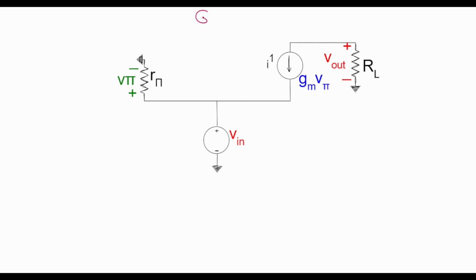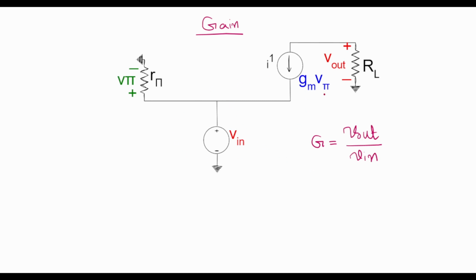Today we'll be solving this circuit to find the gain. So in today's lecture we'll see how we can solve a network like this in order to solve for the gain. If you recall, gain is given as V out over V in, and this is equal to G, where V out is the output voltage and V in is the input voltage.